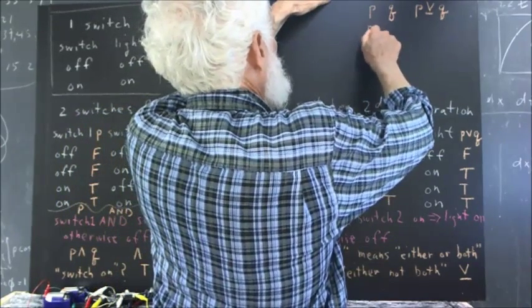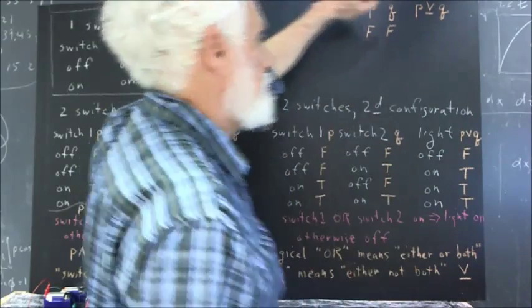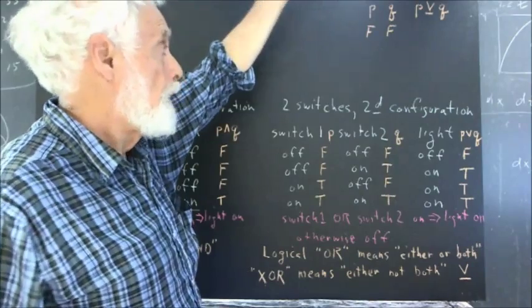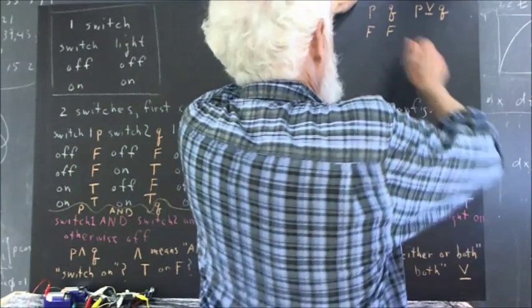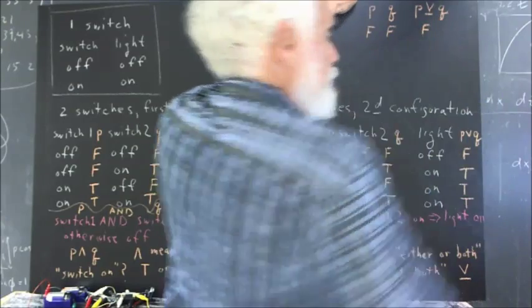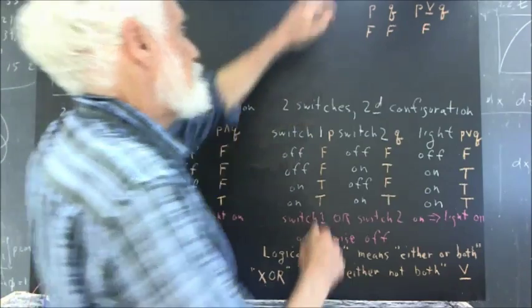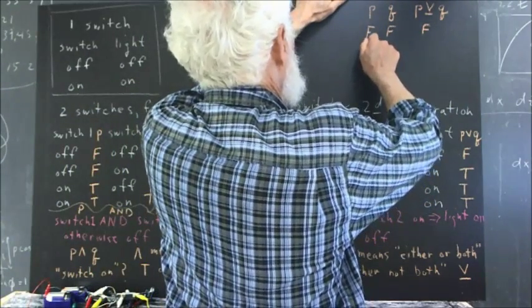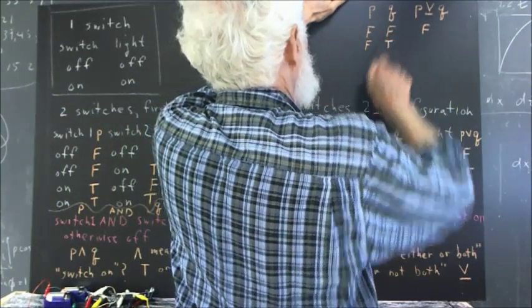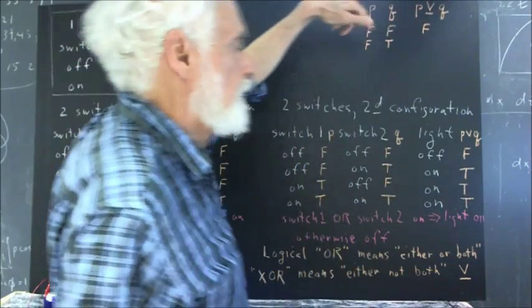We say, okay, well, P and Q are both false. Then what can we say about P exclusive OR Q? What do you think? Pause until you have an opinion. Okay, well, they're both false. This is going to be false, meaning in the case of a switching network, the light is going to be off.